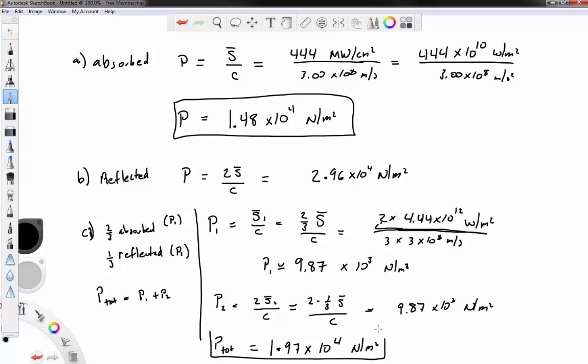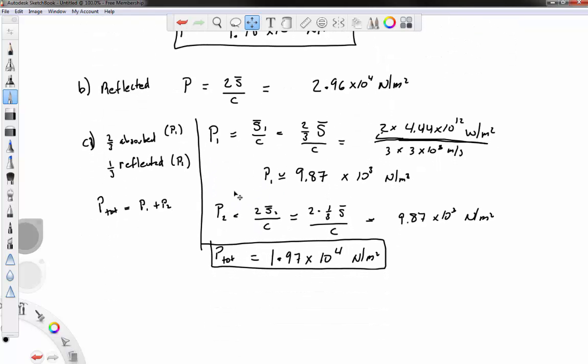So now the question is, does this actually make sense? And the answer is yes, because what we expect is to have a total pressure here that is greater than the pressure that you'd get if everything was just absorbed, but less than the pressure that you'd get if everything was reflected. And that is, in fact, what we seem to be seeing. In fact, it's about a third of the way between this pressure and this pressure, the absorbed pressure and the reflected pressure.